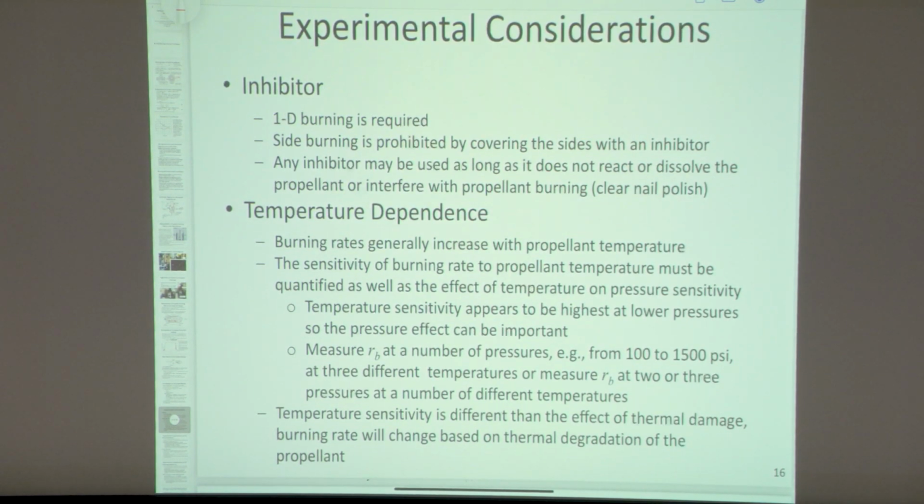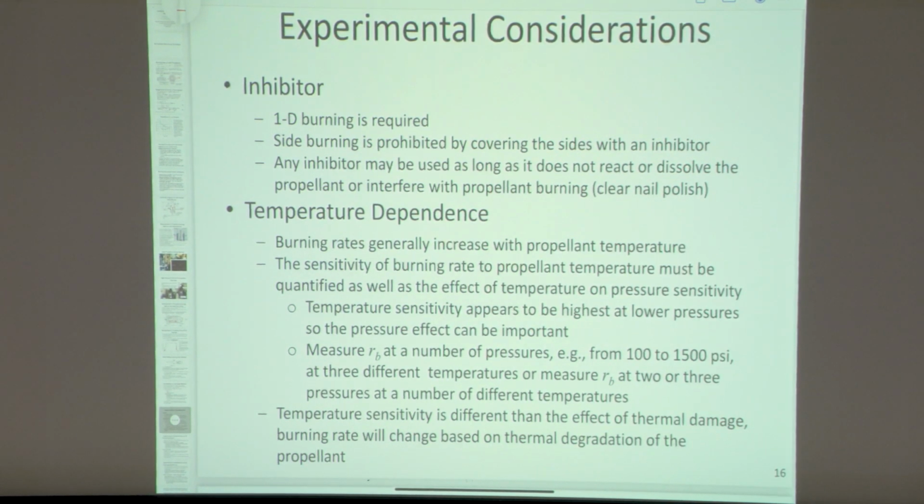Some considerations of experimental conditions. As I said, inhibitors are used to create 1D burning if you're looking at strand burning. Side burning is prohibited by covering the sides with an inhibitor. Any inhibitor may be used as long as it does not react with or dissolve the propellant or interfere with the propellant burning surface. As I said, we've used nail polish as one of the inhibitors.